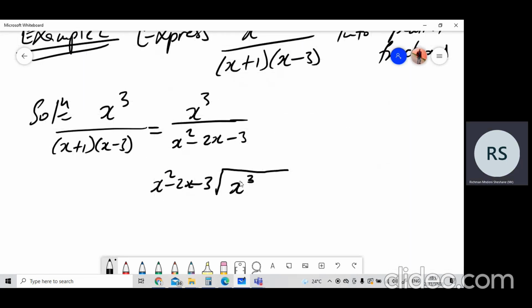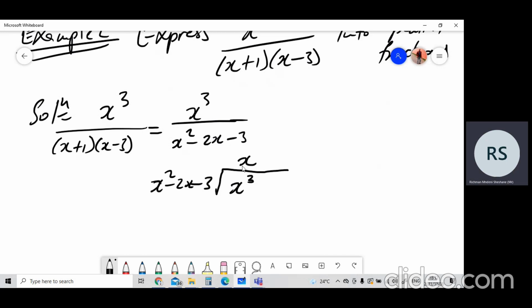We focus on the highest powers. The highest power here is x to the power of 3. We're going to divide with the highest power term, which is the first term. We only divide the highest powers. So x to the power of 3 divided by x squared is x.